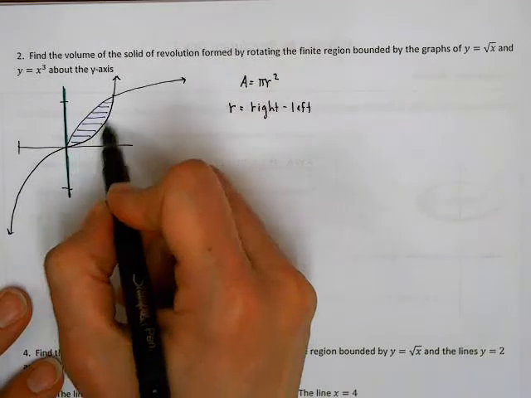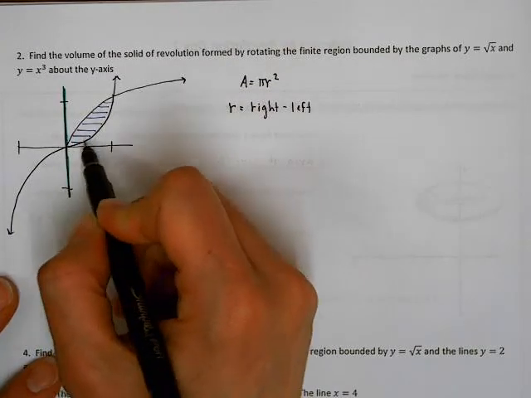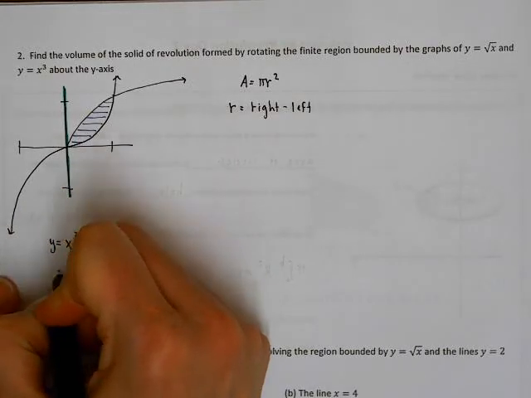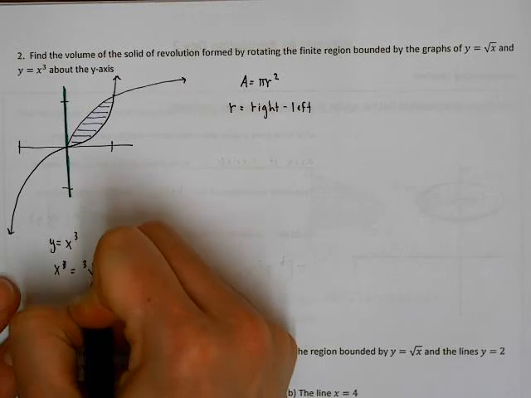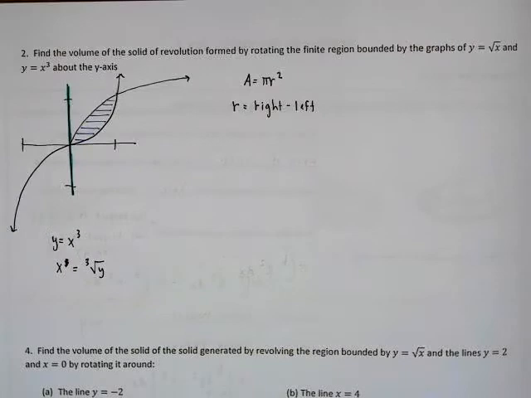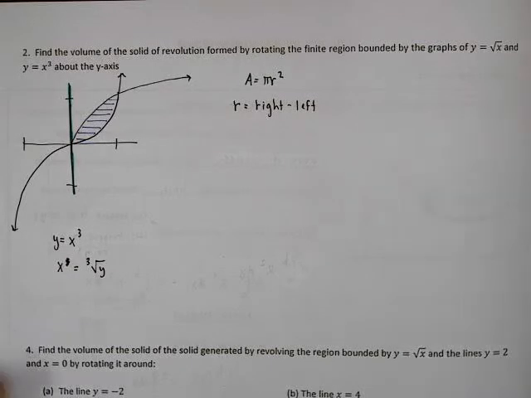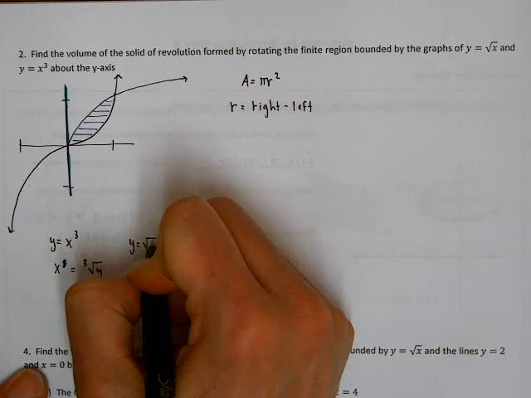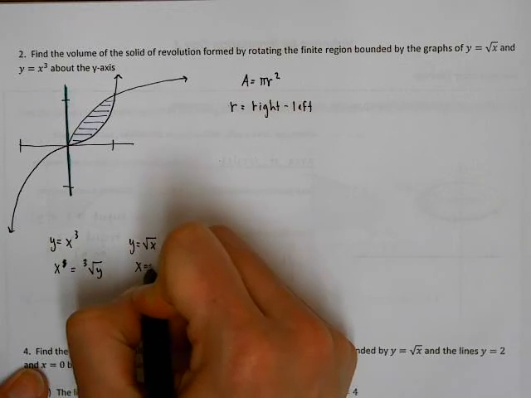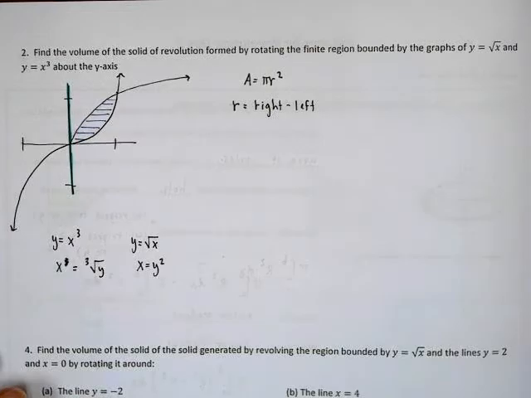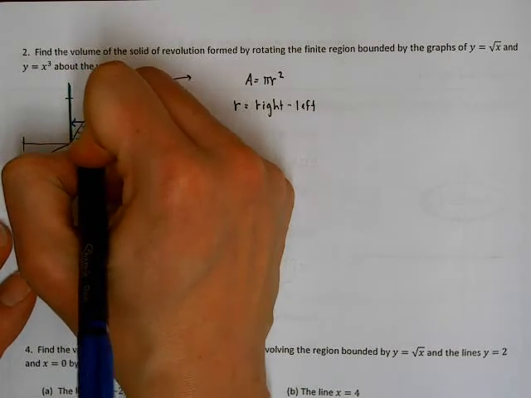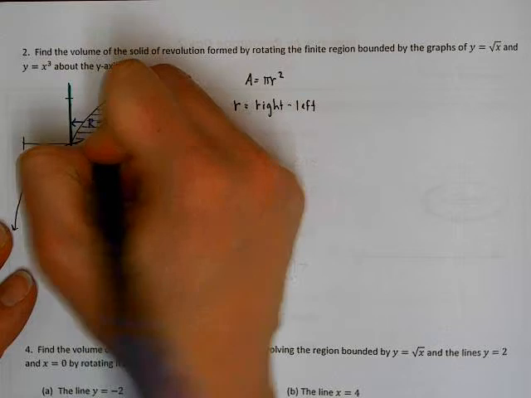So my right bound is y equals x cubed, but since we're with respect to y, I need to solve that for x. I'm going to do that by taking the cube root of y. So x equals the cube root of y. And I'm going to need to do that for my other as well. y equals the square root of x is going to give me x equals y squared. So now my big R is going to go from the axis all the way to the rightmost boundary here.